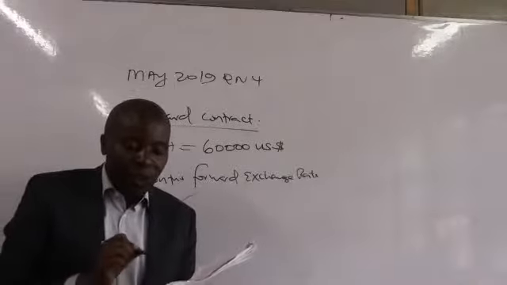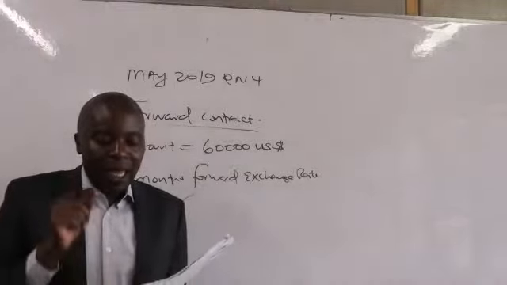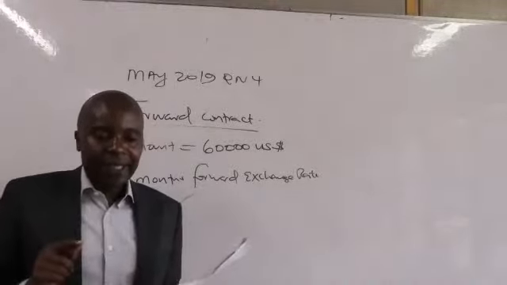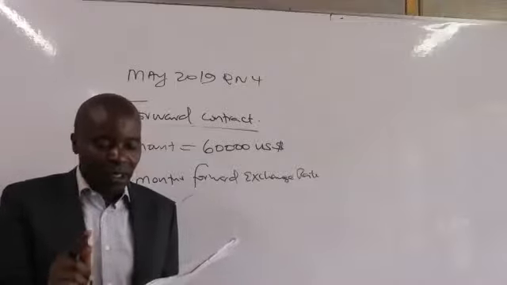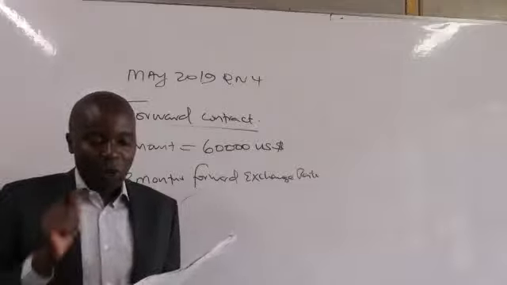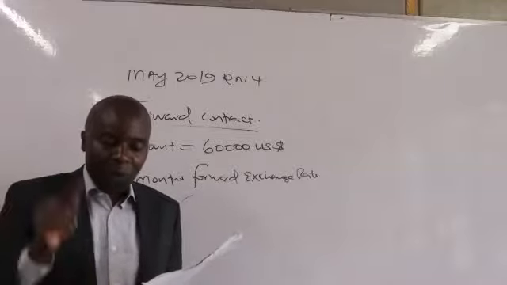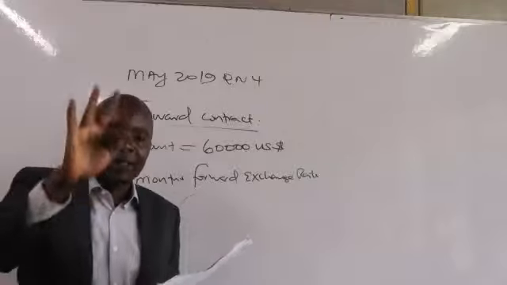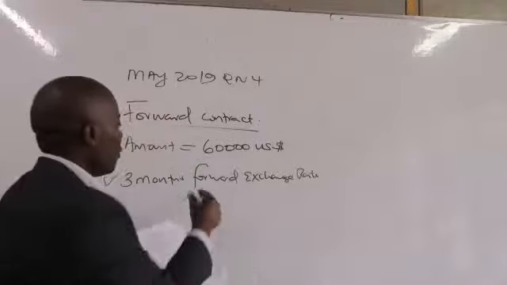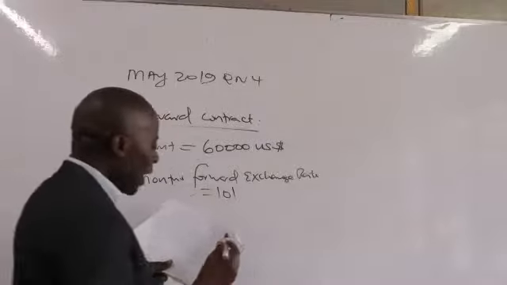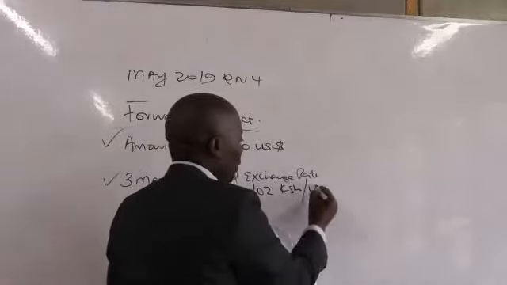This examiner wanted to confuse my students by giving them something in between there, a 1 month forward rate. They're putting it there to confuse those students who are easily confusable. The 1 month forward rate, strike that off. Remember, we are expecting to receive the 60,000 in 3 months. So you can only use the 3 months forward rate, which is 101 all the way to 102 Kenya shillings per US dollar.